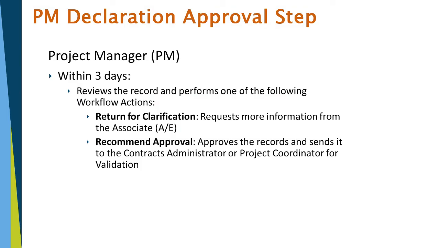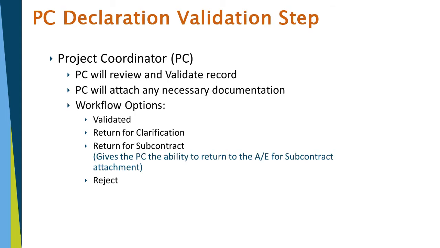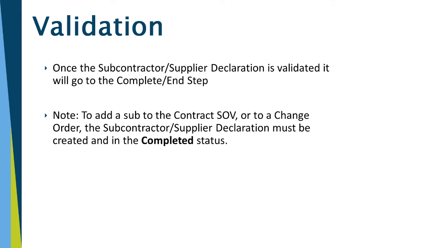At the project manager's declaration approval step, they can either return for clarification to request some additional information from the architect, or they can recommend approval, and then it will go on to the project coordinator for validation. At the PC validation step, they will review and validate the record, attach any necessary documentation, and then either return for subcontract attachment if necessary, or go ahead and validate the record. Once the record has been validated, the subcontractor supplier declaration will go to the complete or the end step. Now, that declaration can be added to an agreement or to an amendment.